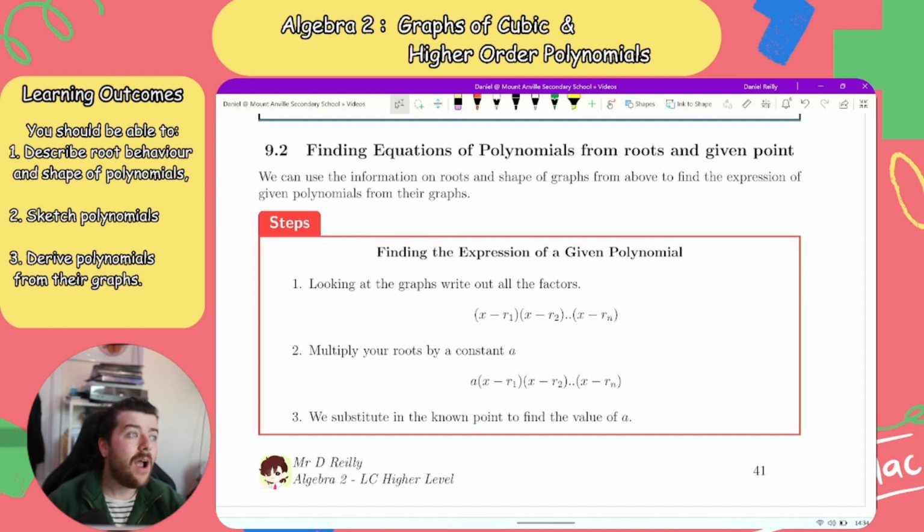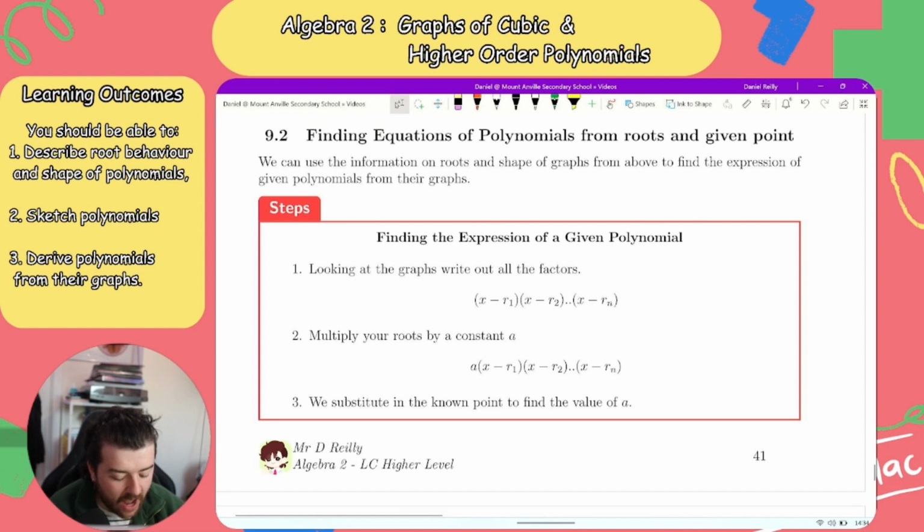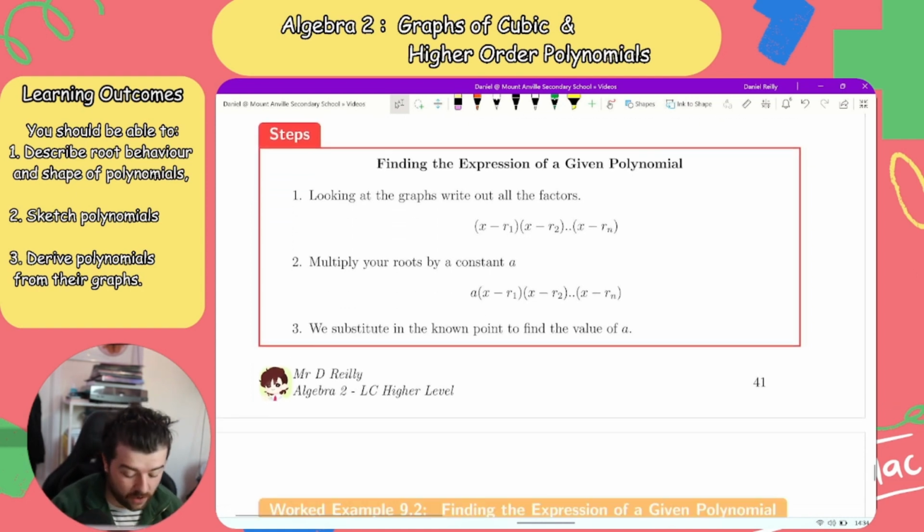So why do we need to do this? There are infinitely many functions that have the same roots, right? There's infinitely many, but we want to pinpoint it down to the exact one. That's why we need the one point. So we look at the graph and write down all of the factors. And then we multiply by a constant a. And then we substitute a known point into that factorized form of the polynomial. And then we solve for a, and that is all we're looking for.